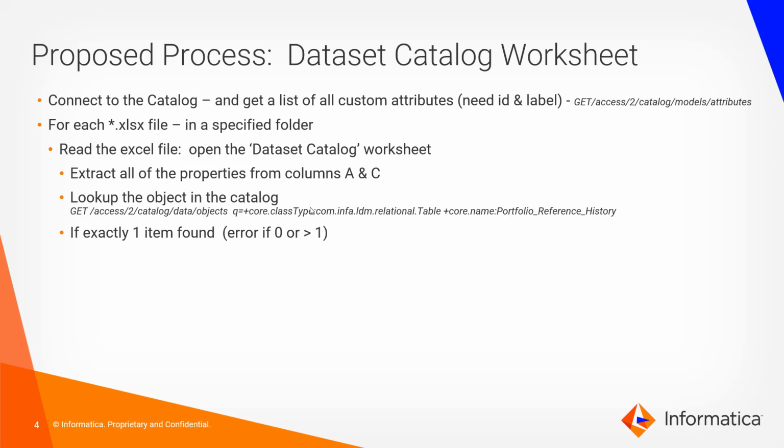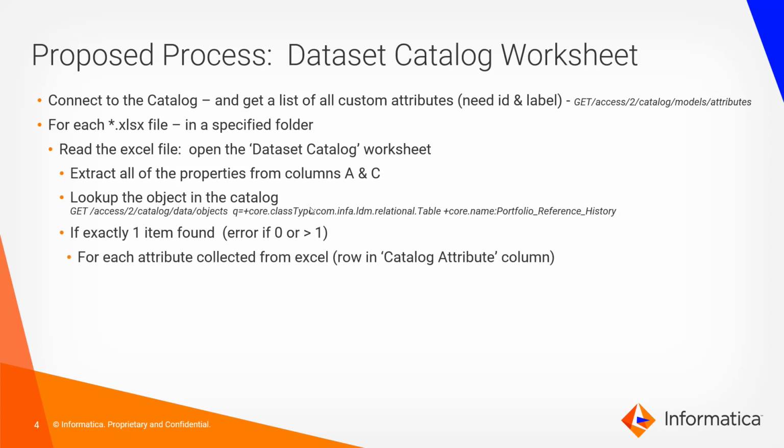Now, if we find one object, we're going to update it. If we don't find one, so that means zero or more than one, it's an error, and we'll just print that out to the screen. Obviously, if we can't find anything, we can't do that. If there's more than one table with the same name, then we have to be more specific in how we do filtering. We can change the lookup condition to do that.